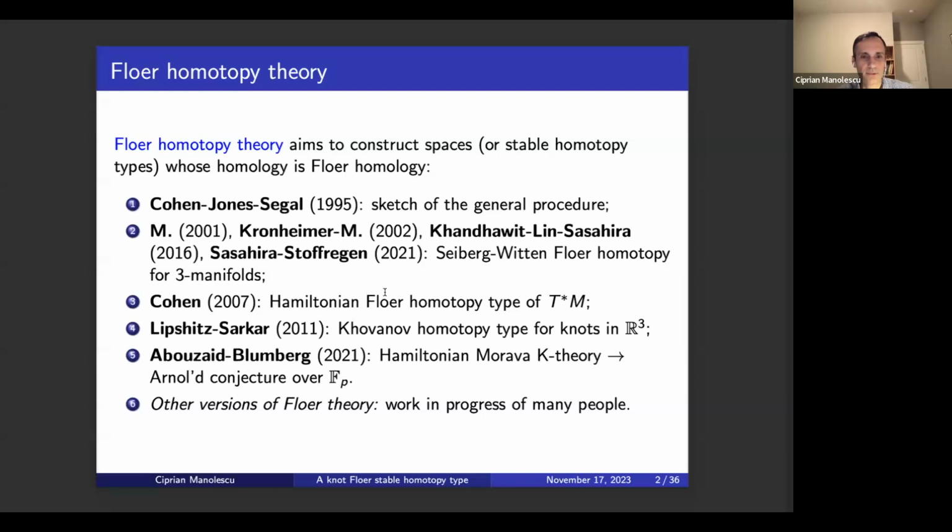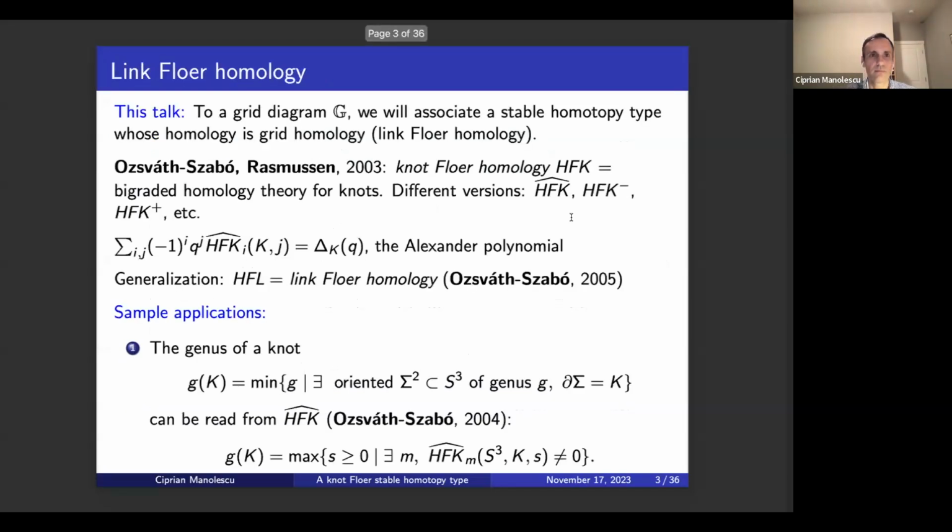More recently, Abouzaid and Blumberg proved the Arnold conjecture over F_p using Hamiltonian Morava K-theory. And there are more versions of Floer theory. There was a program at MSRI/SLMath last year on this subject. Okay, in this talk, I will discuss upgrading link Floer homology to a stable homotopy type.